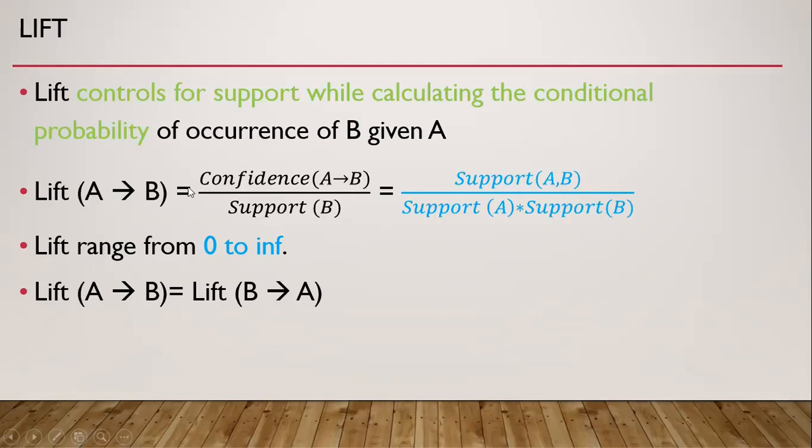Third term is lift. Lift controls for support while calculating the conditional probability of occurrence of B given A. So lift A to B is equal to confidence A to B divided by support B, or it is also equal to support A B divided by support A multiplied by support B. Lift ranges from 0 to infinity, and since this is the formula for lift, lift A to B is equal to lift B to A.